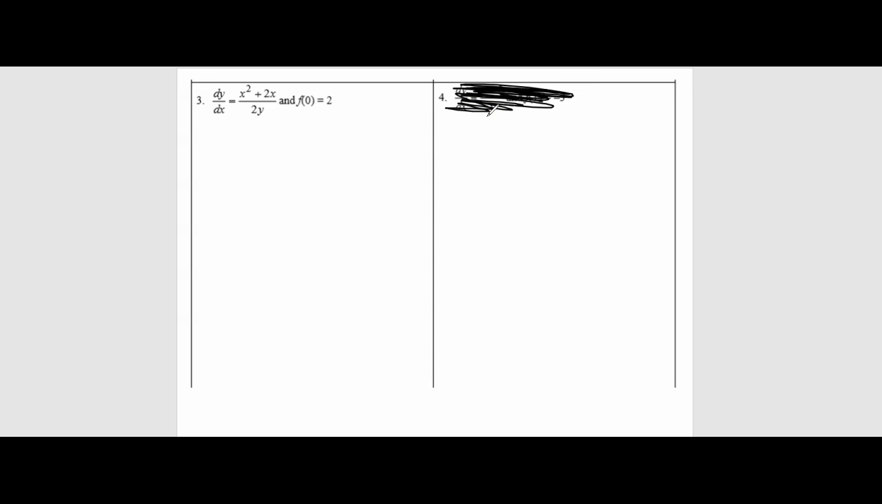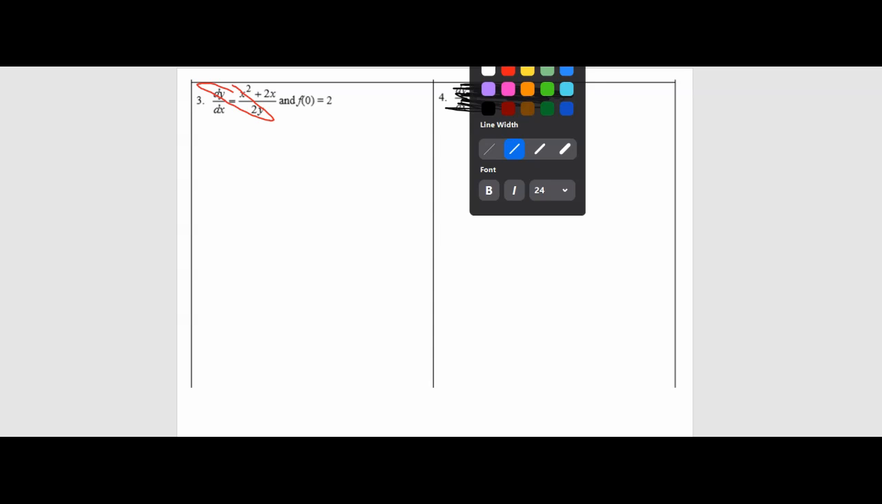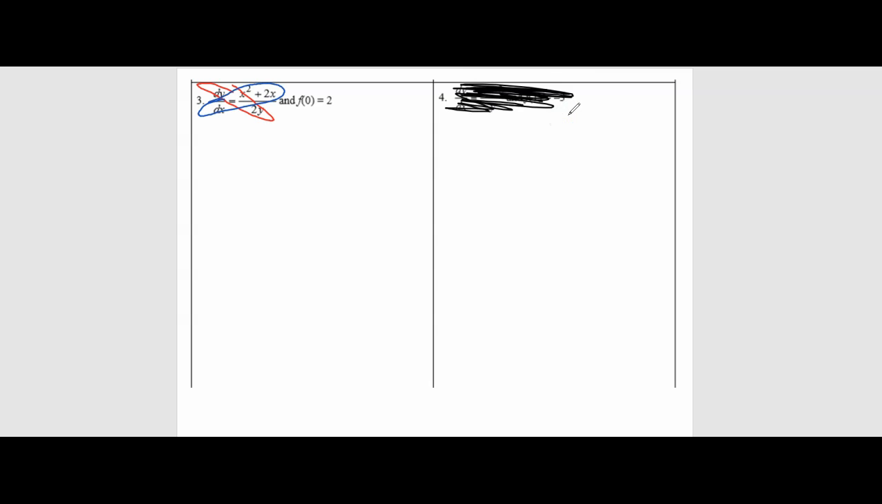So for number 3, you'll notice that we actually have some y's in our problem as well, or specifically one y. So again, like I said, our goal is to get the y's next to the dy's and the x's next to the dx. Well, actually the easiest way to do this would just be to cross multiply here. You could do it in steps, or you could just do it in one cross multiplication step. But that would give us 2y dy is equal to x squared plus 2x dx.